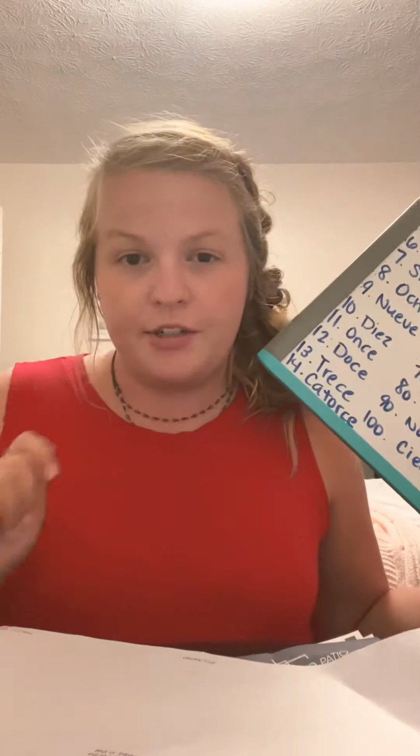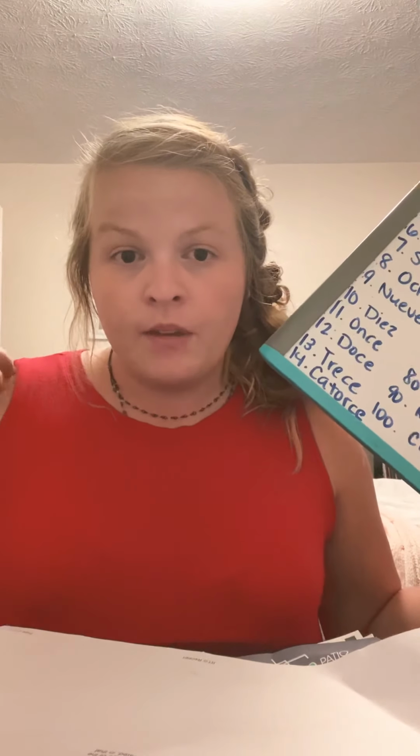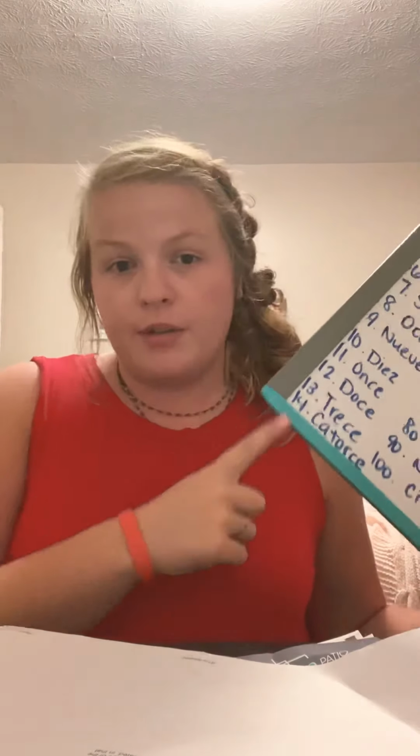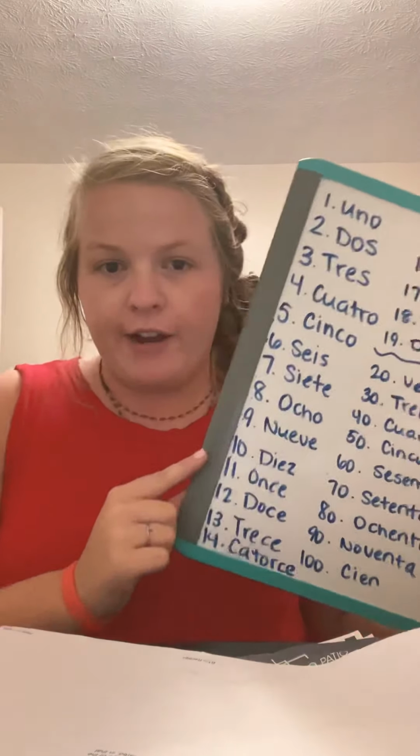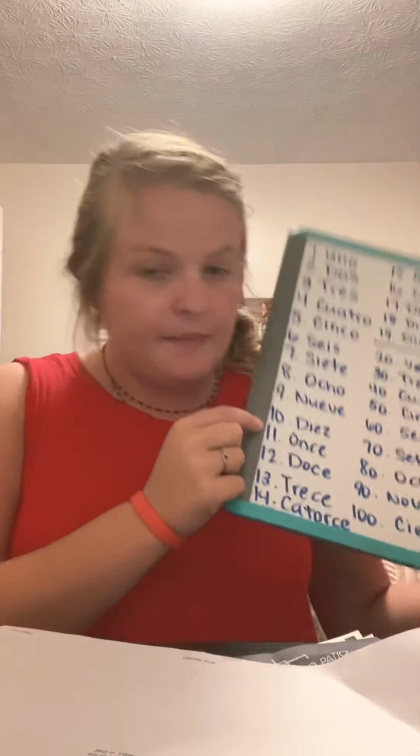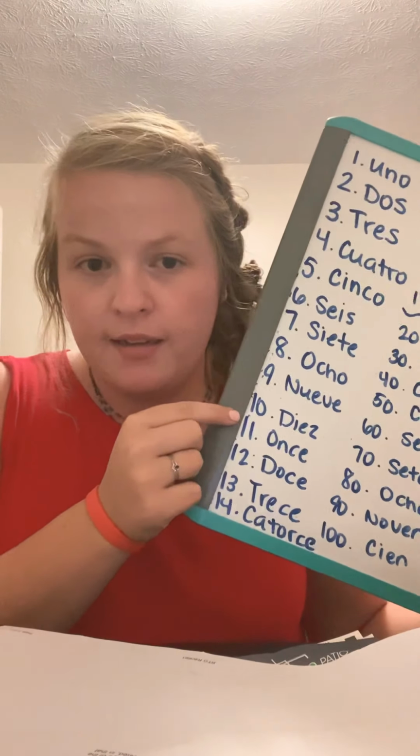You'll need to copy it down in your notes, so that you have it in your notebook. But I was just going to go through some pronunciation real quick. We're going to be doing 1 through 100, but it's not as complicated as it seems, I promise. So most people already know 1 through 10, right? So we've got uno, dos, tres, cuatro, cinco, seis, siete, ocho, nueve, and diez. That's 1 through 10. So number 11 is going to be once.